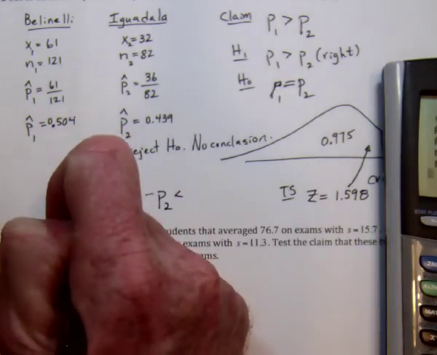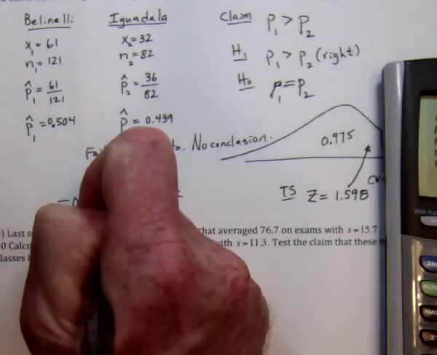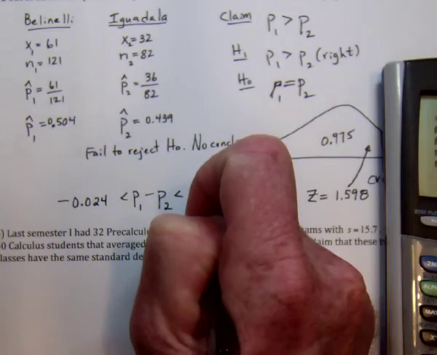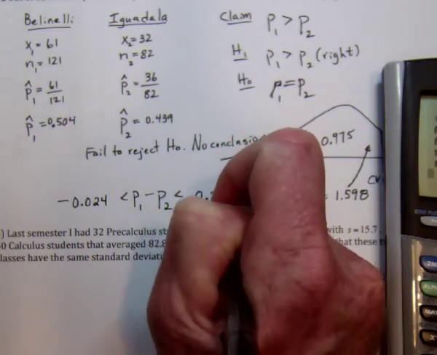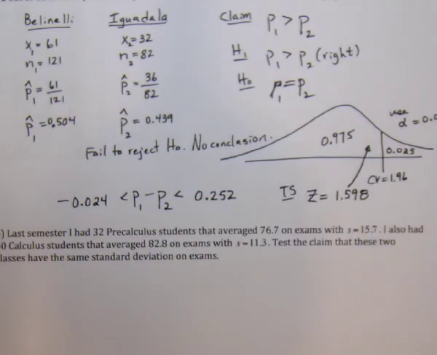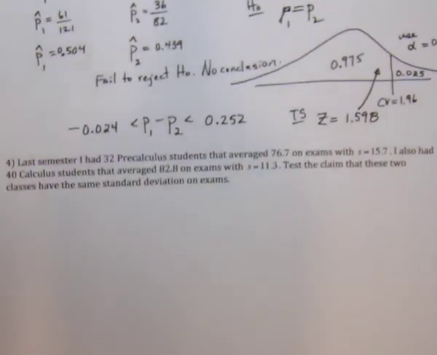Sure enough, one side is negative and the other side is positive. So negative 0.024, and the other one is positive 0.252, which is another way of saying no conclusion. Well, we've got 2 to go, so let's get to it.